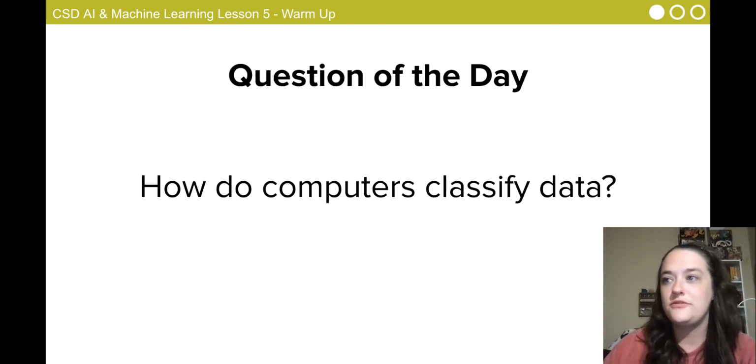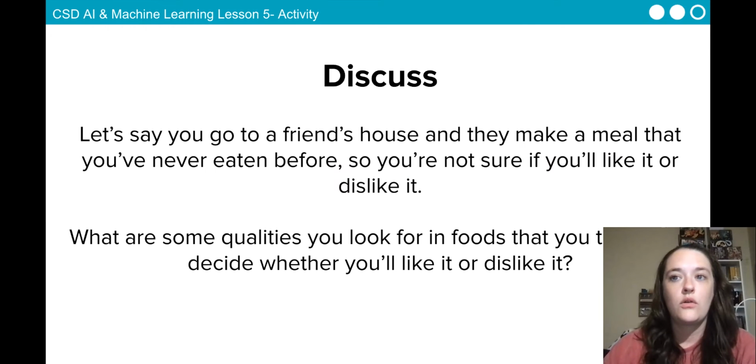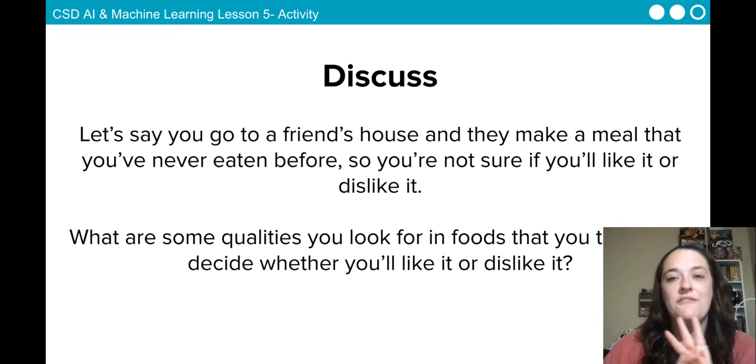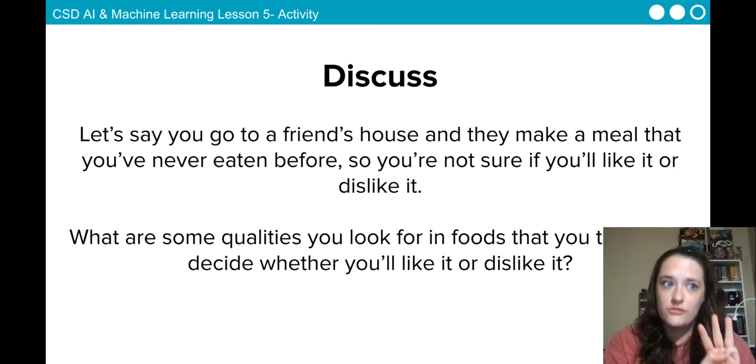Let's say you go to a friend's house and they make a meal that you've never eaten before, so you're not sure if you will like it or dislike it. What are some qualities you look for in foods that you think help decide whether you'll like it or dislike it? For example, my husband is 100% anti-celery, cilantro, and green bell peppers. If it has any one of those 3 ingredients in it, he is not gonna like it.